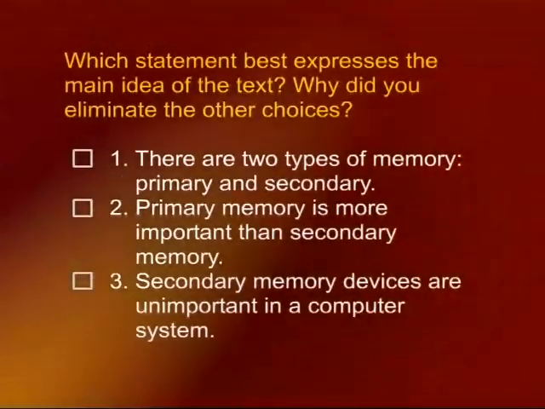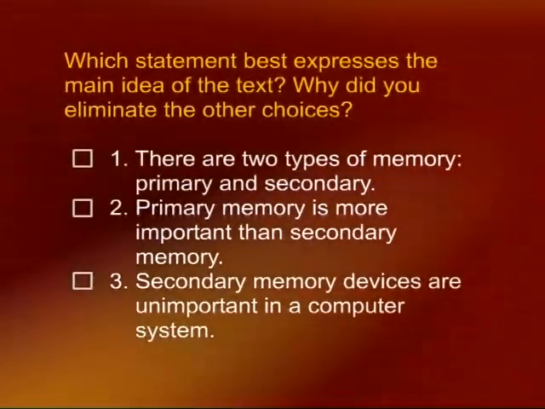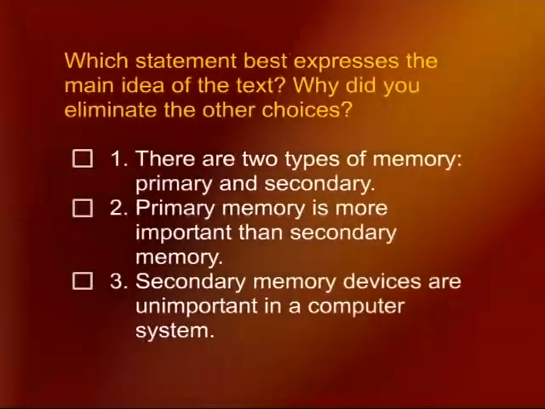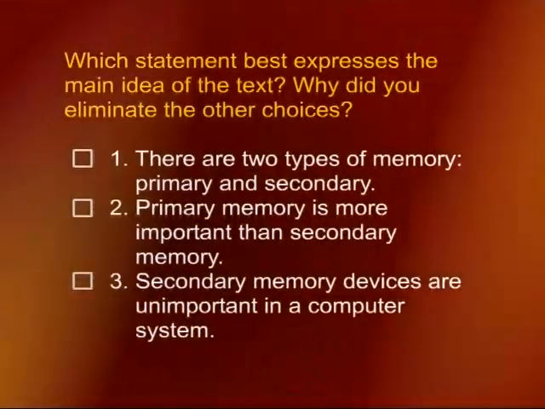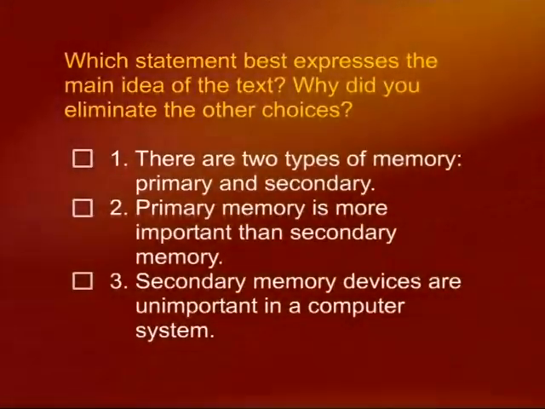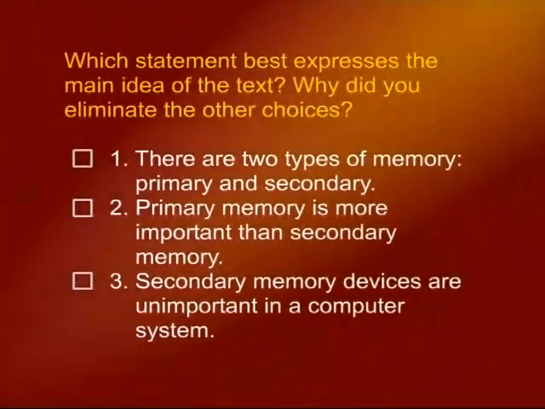Number 1, there are 2 types of memory, primary and secondary. Is this the main idea of the text? Is this what the text is about? Number 2, primary memory is more important than secondary memory. And number 3, secondary memory devices are unimportant in a computer system. Now, out of these 3, which one expresses the main idea of the text? Simple, it's statement number 1, because this is what the whole text is about: primary and secondary memory.